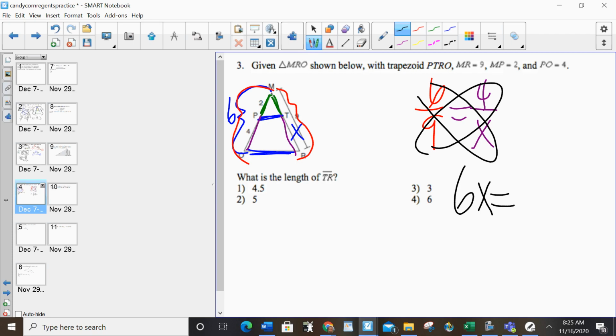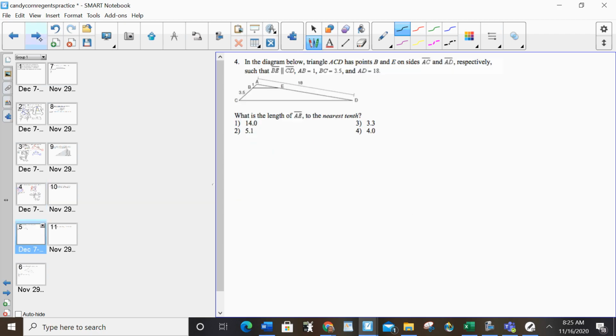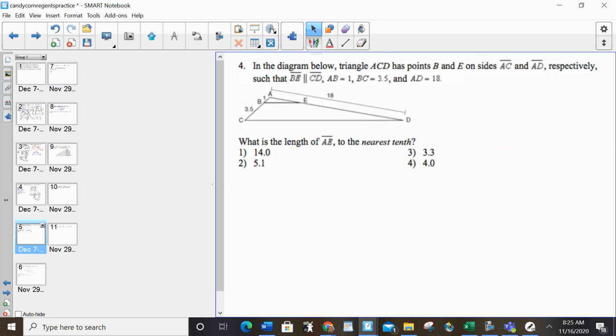6x equals 9 times 4, which is 36. Divide by 6. X is 6. Number 4, you should have tried on your own. Again, if you didn't, then pause and try it on your own first. Or don't.